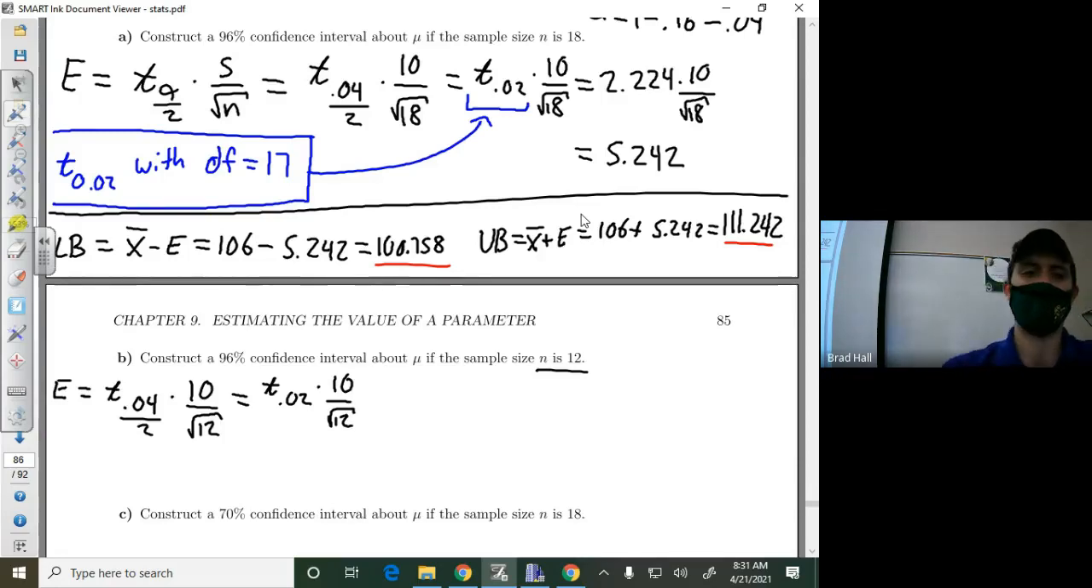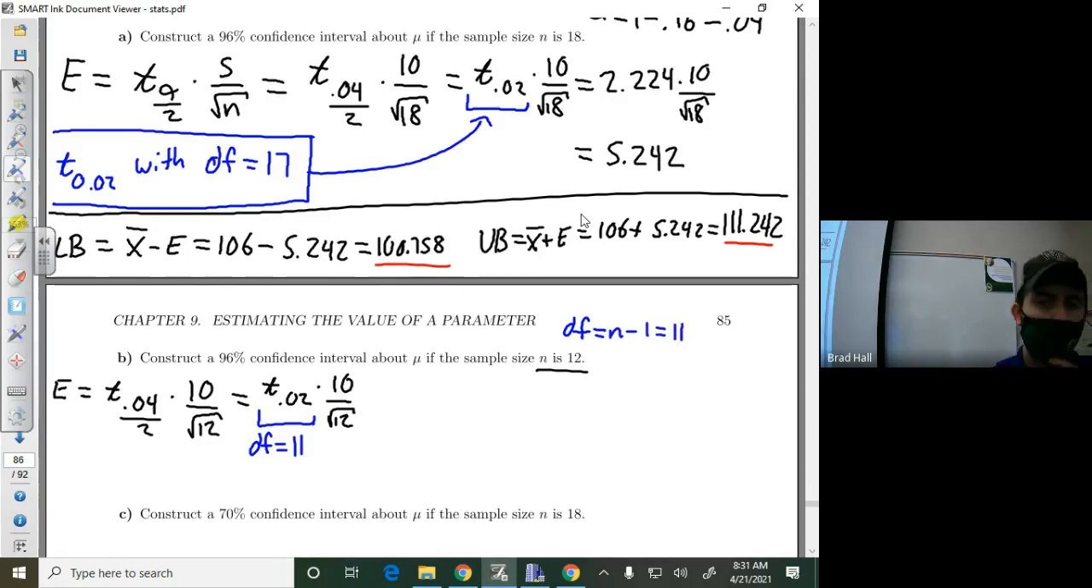So now we need to go out and find the t-value for the area of 0.02. And you might think, all right, we already have that. There's a problem here. The degree of freedom changes. The degree of freedom is now 11. The degree of freedom is always n minus 1, and they changed n on us.